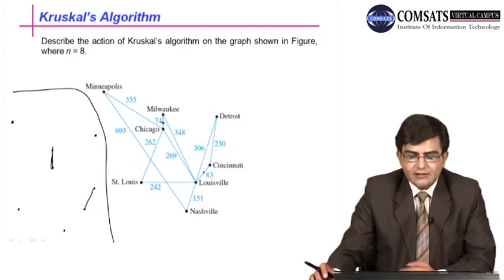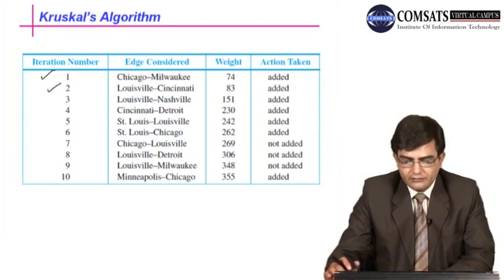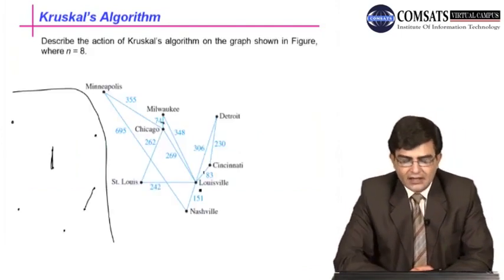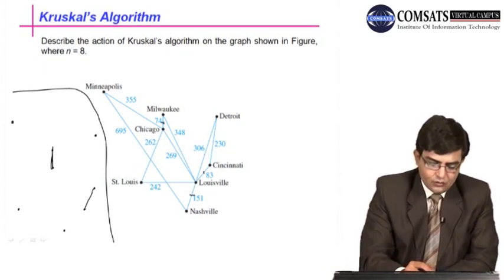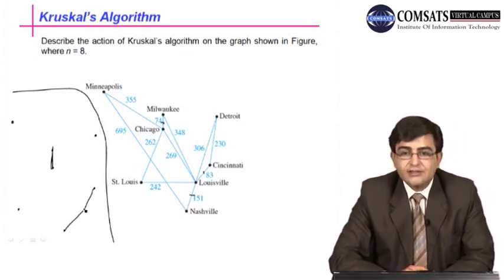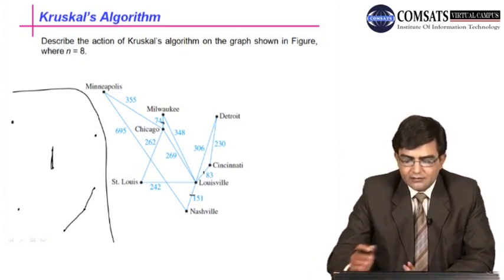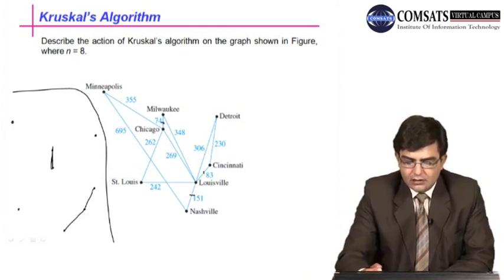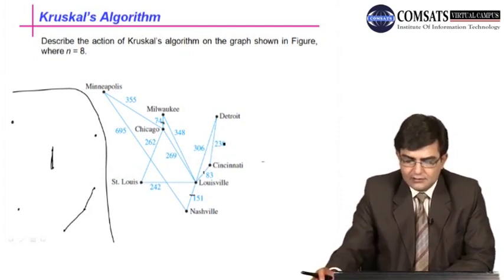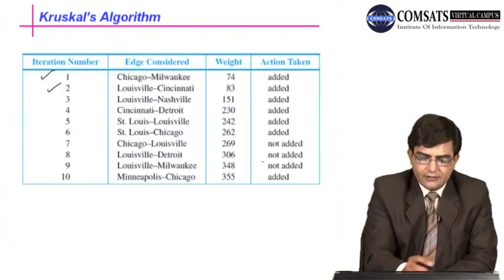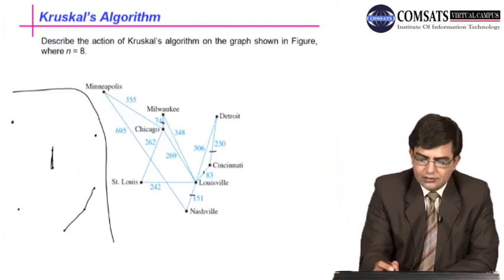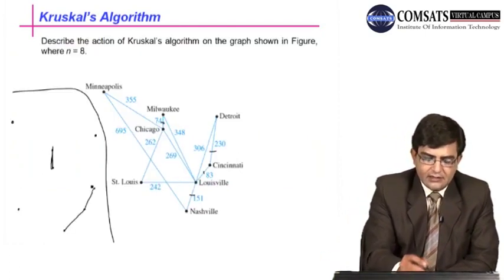Similarly, find the next edge which has greater weight than 83. Here you can see 151 is the edge which is greater than 83. So we add this edge to this graph. Next, find the edge which has greater weight than 151, which is here, you can see, 230. At the fourth step, we have weight 230 which is greater than 151. So add this edge in the graph.